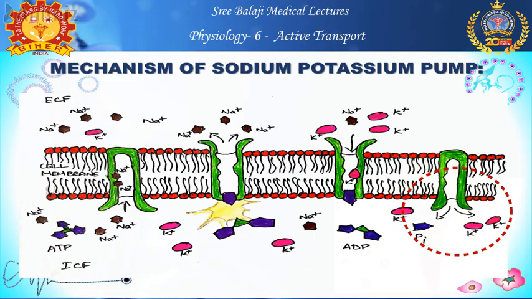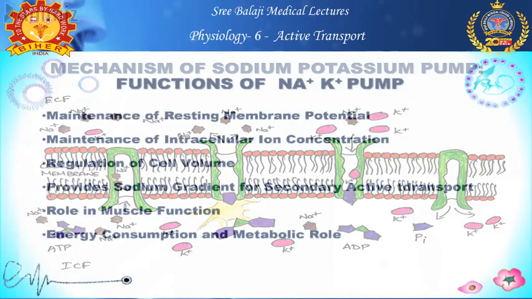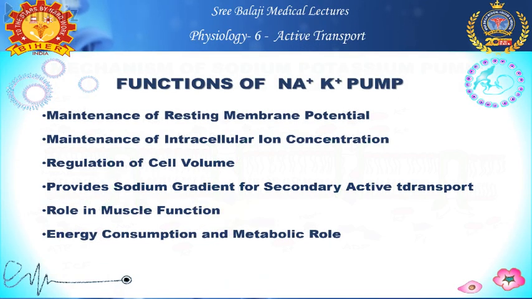The sodium-potassium pump works like a two-sided gate. First it opens inside, grabs sodium, then closes and opens outside to release it. Then it grabs potassium from outside and opens inside. Again it releases it. Now we are going to see the functions of the sodium-potassium pump. It helps in maintenance of resting membrane potential, maintenance of intracellular ion concentration, regulation of cell volume, provides the sodium gradient for secondary active transport, and has a role in muscle function, energy consumption and metabolism.